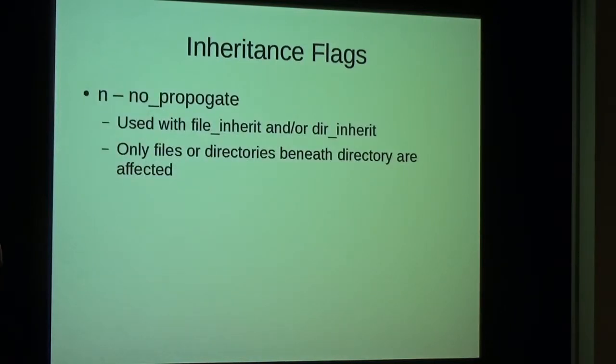And n, lowercase n, is for no propagate. This one's kind of weird too. This has to be used with file or directory inherit as well. One of those has to be set. And this says that the immediate, the first level directory beneath where you're at, is what will inherit those ACL entries that this is set on. Anything beneath newly created directories will not receive that inheritance. So it's one level deep and nothing else under that.